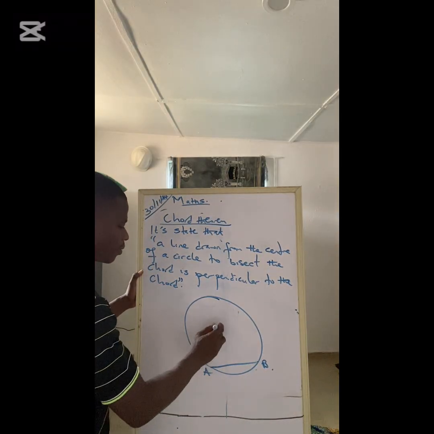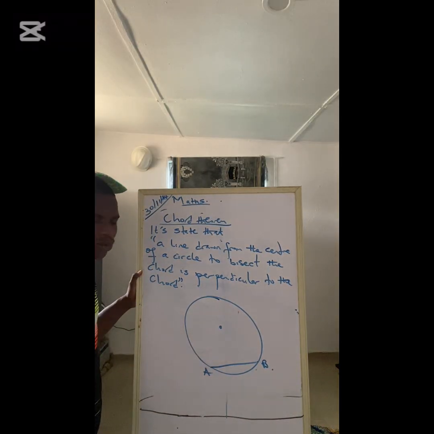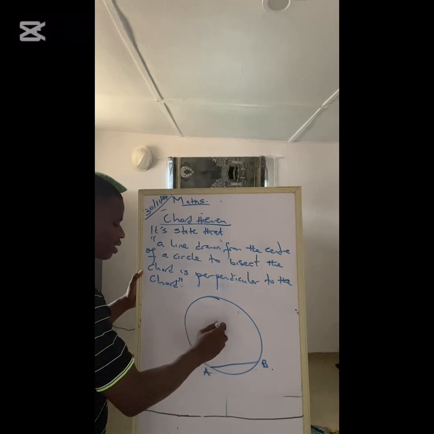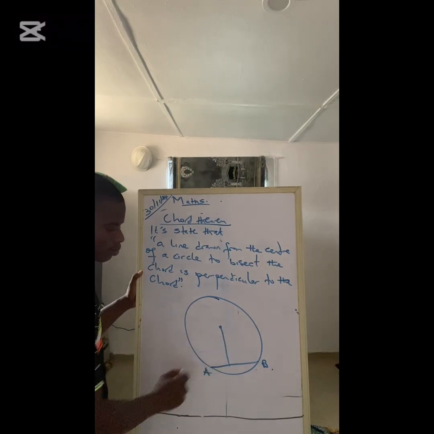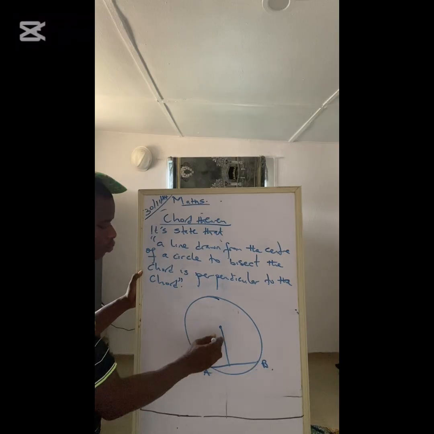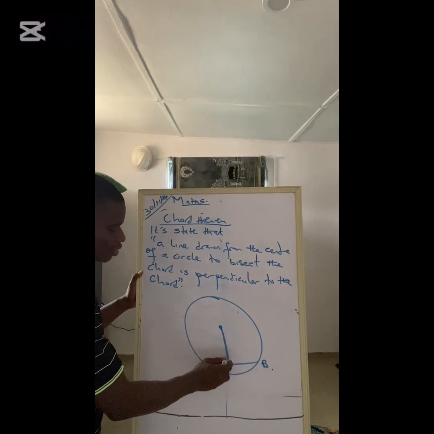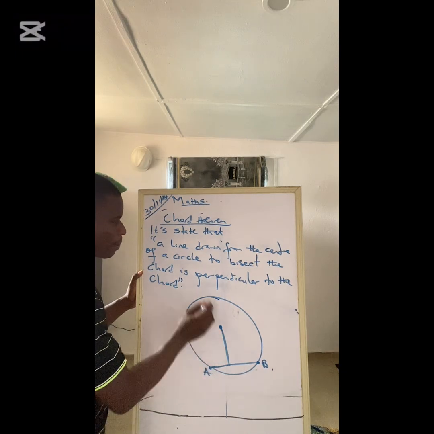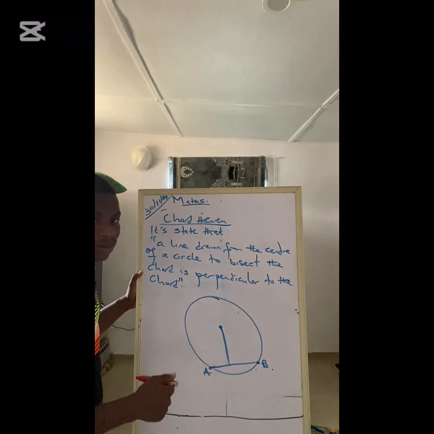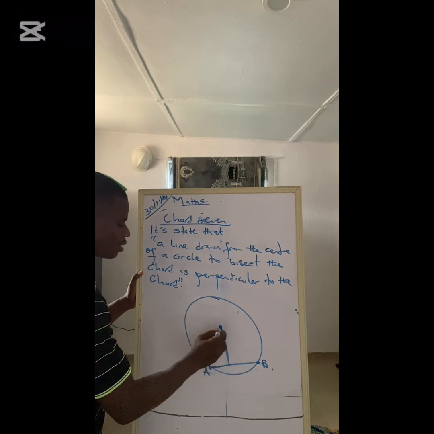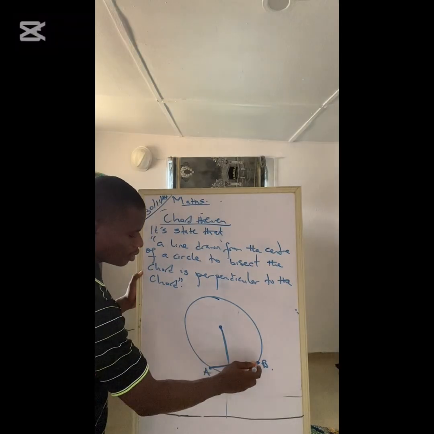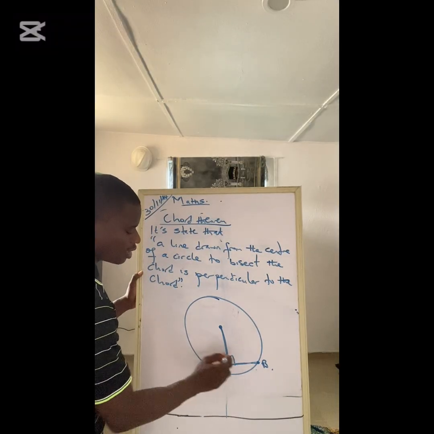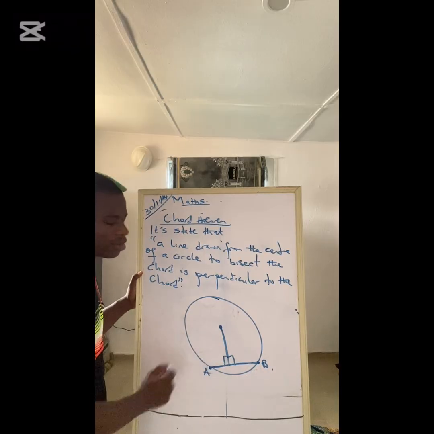So a line drawn from the center, let's assume this is the center of a circle. A line drawn from the center of a circle to bisect the chord. This is the chord, A to B is the chord. It's perpendicular to the chord. Perpendicular means 90 degrees. So meaning that angle on a straight line is 180 degrees. So if you bisect it, here is 90 degrees, here is 90 degrees.